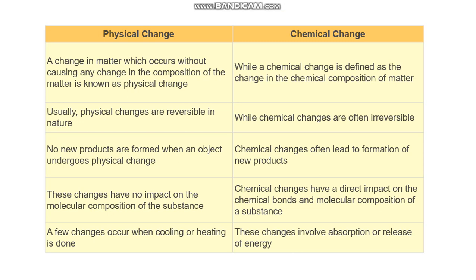In physical change, no new products or new substances are formed when an object undergoes physical change, while chemical changes often lead to the formation of new products. Physical changes have no impact on the molecular composition of the substances, while chemical changes have a direct impact on the chemical and molecular composition of the substances. Physical changes occur when cooling or heating is done. Chemical changes involve absorption or release of energy.